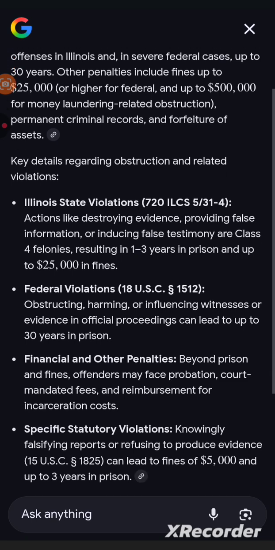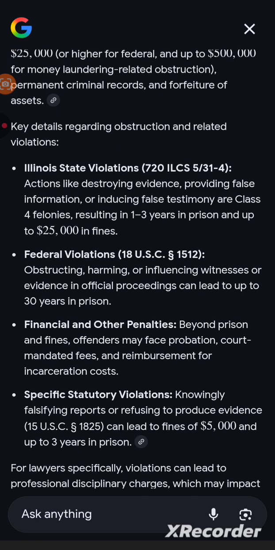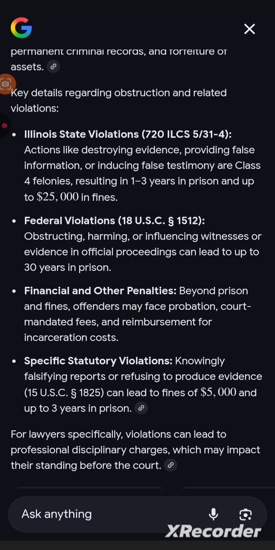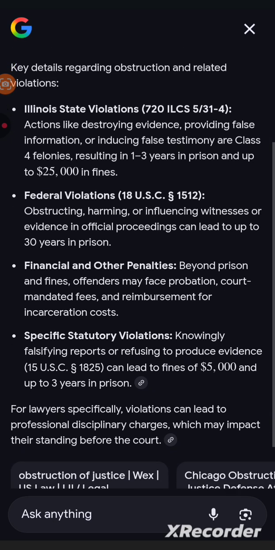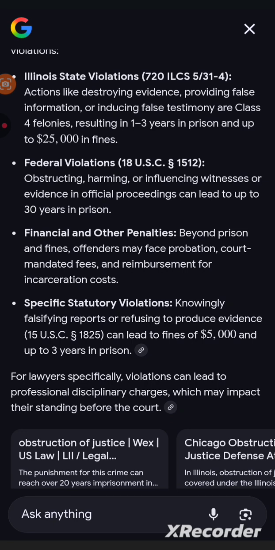Key details regarding obstruction and related violations: Illinois State Violation 720 ILCS 5/31-4. Actions like destroying evidence, providing false information, or inducing false testimony are Class 4 felonies, including 1 to 3 years in prison and up to $25,000 in fines. Federal violations: 18 U.S.C. 1512, obstruction, harming, or influencing witnesses or evidence in official proceedings can lead to up to 30 years in prison. Financial and other penalties beyond prison and fines: offenders may face probation, court-mandated fees, and reimbursement for incarceration costs.